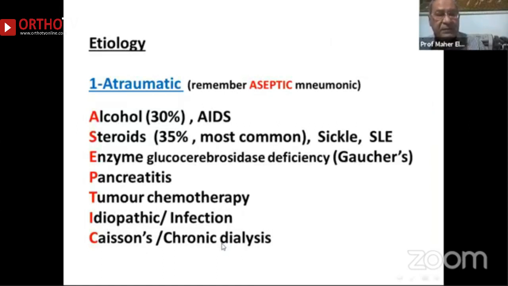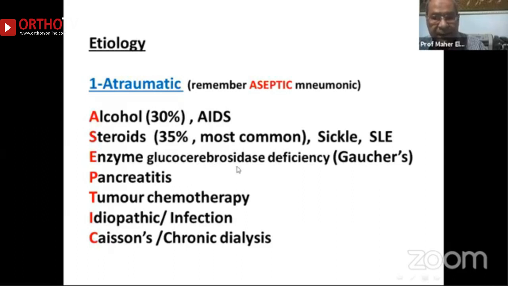About the etiology, I like this classification. It is divided into 3 specific etiological factors. The first is atraumatic. Too easy, remember this: ASEPTIC. Pancreatitis, alcohol, AIDS, steroids, sickle cell disease, systemic lupus, and also rheumatoid arthritis, by the way.